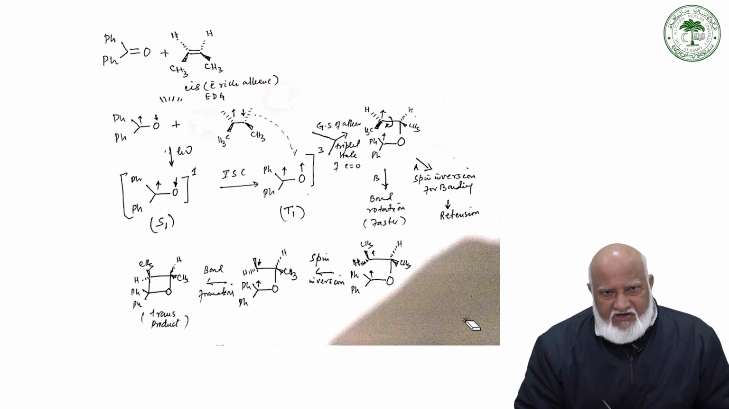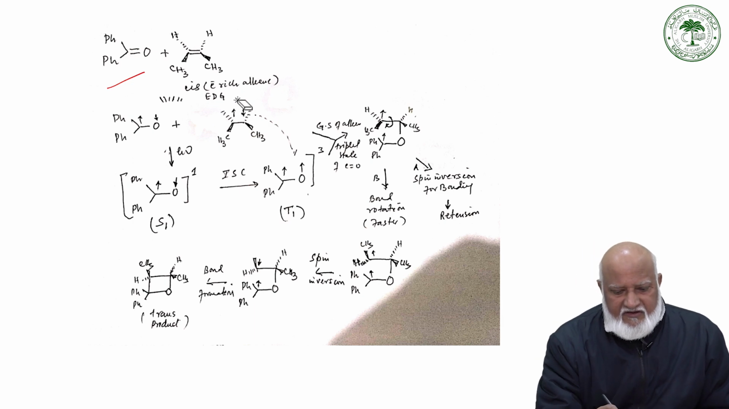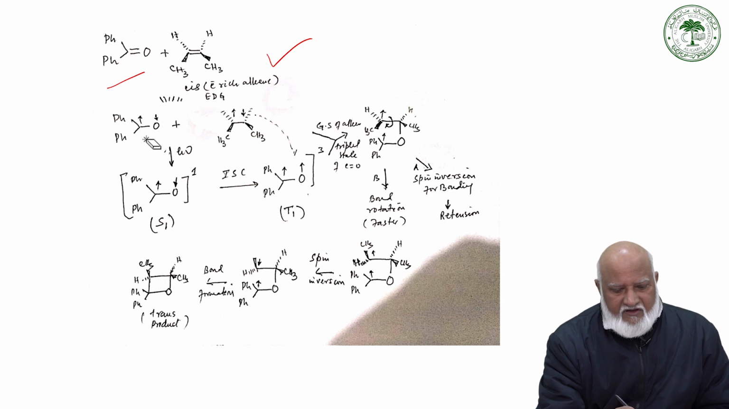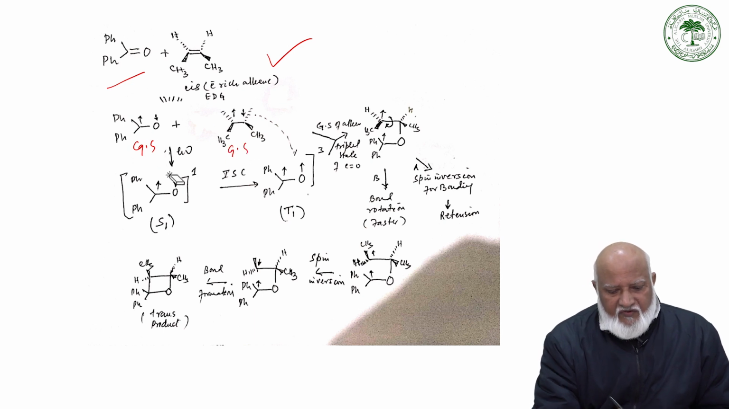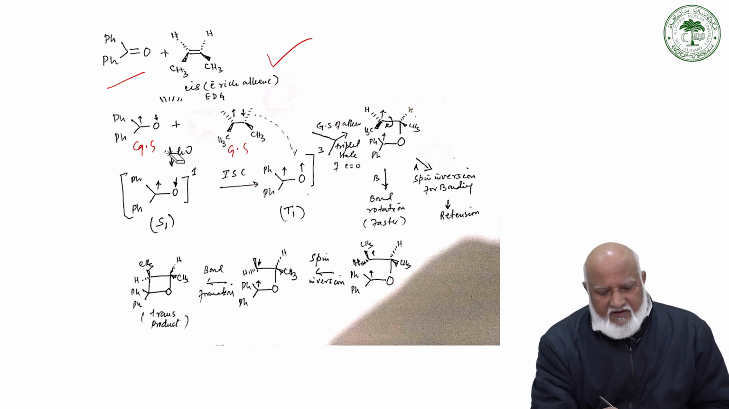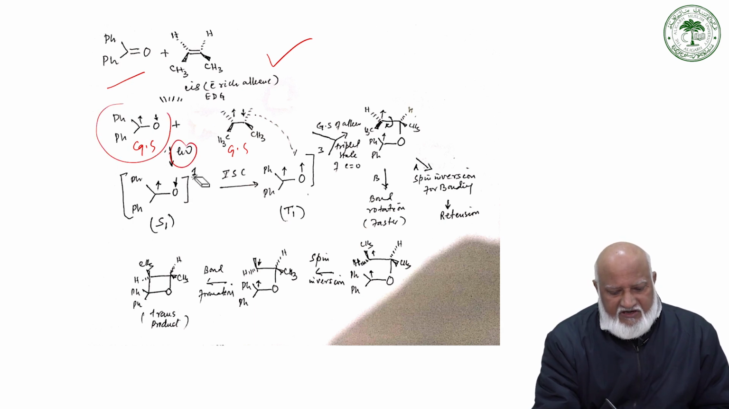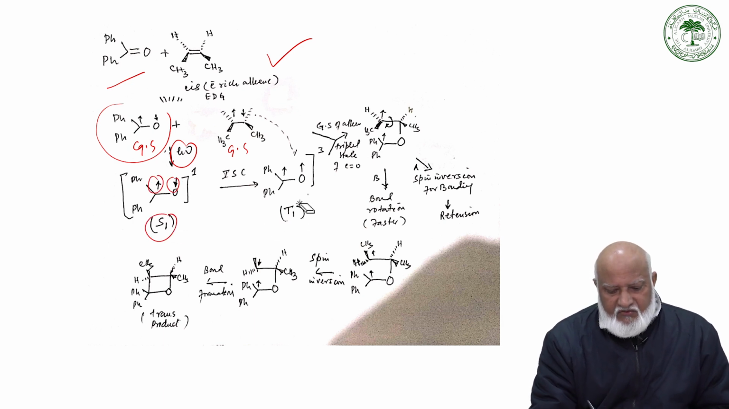Now look at the addition reaction. This is the carbonyl, and this is the cis alkene, which is an electron rich species. We have the ground state of the carbonyl and the ground state of the alkene, and when the carbonyl in the presence of light goes to the excited singlet state, the spin is still paired. When it goes to the triplet state through intersystem crossing, the spin is unpaired now.